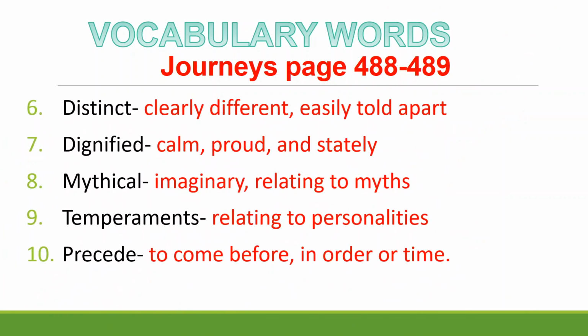For number 6, we have distinct. It means clearly different, easily told apart. So when you say, I can smell the distinct odor of this flower, something like that. Which means that when you say distinct, you know automatically. So you can clearly say that this is different, okay?